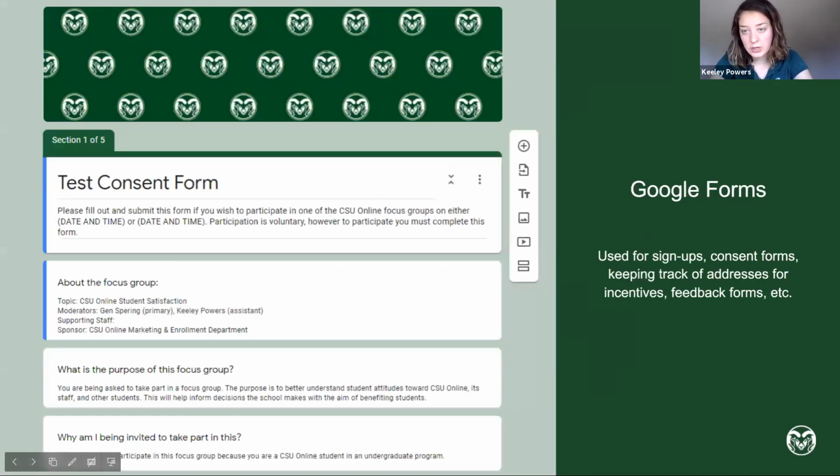And this is just kind of a quick peek of what our Google Forms look like. We try and kind of brand it with the CSU logo and everything, and make it very clear as well who's running the focus group. Students don't necessarily know us in the marketing department, so we make it clear to the students who's running it.